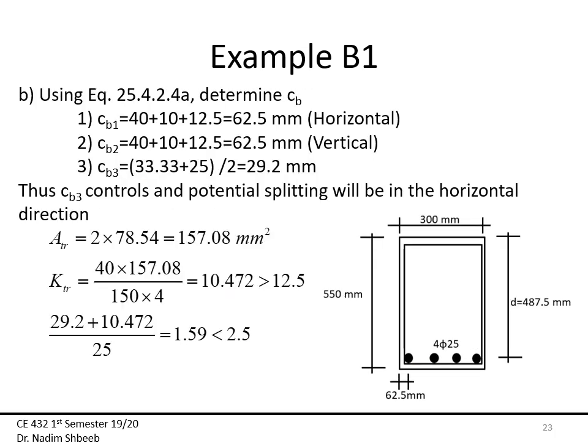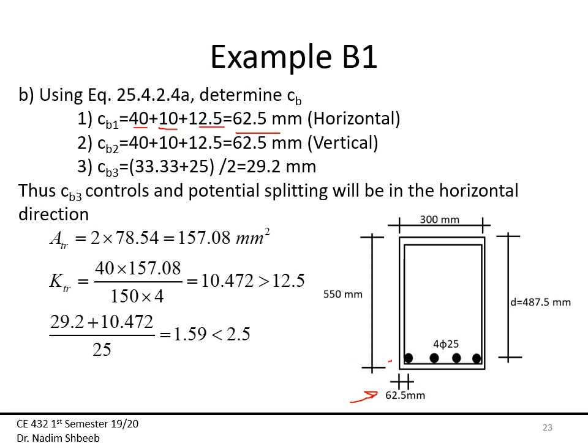Now we go to the other part, finding the equation. So for that I have to determine what we call CB. So we said CB comes from two parts. One is the clear cover to the nearest surface. So if I take this one right here, which I'm going to call CB1, it's going to be my cover 40 plus phi 10 plus the center of the bar, which is 12.5, so this is going to be 62.5 in the horizontal direction. This is the one that I'm talking about.